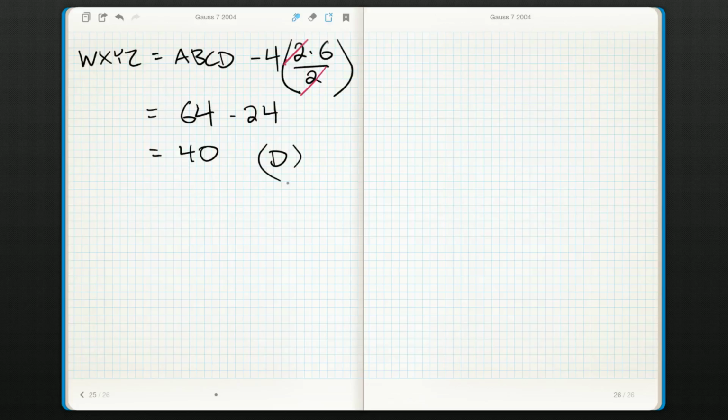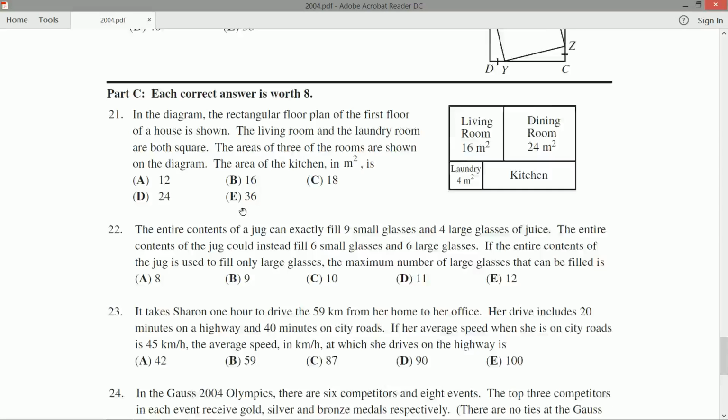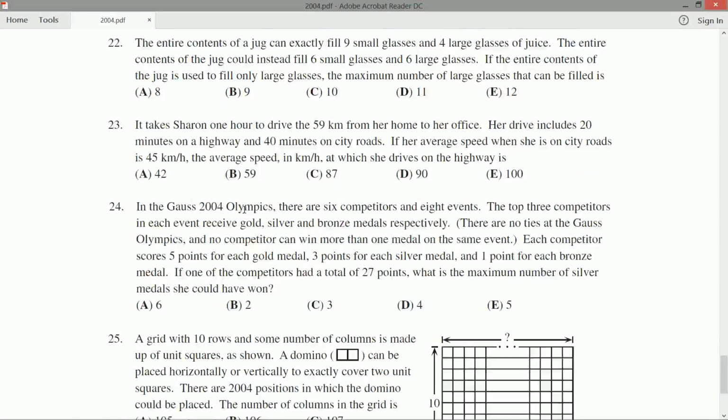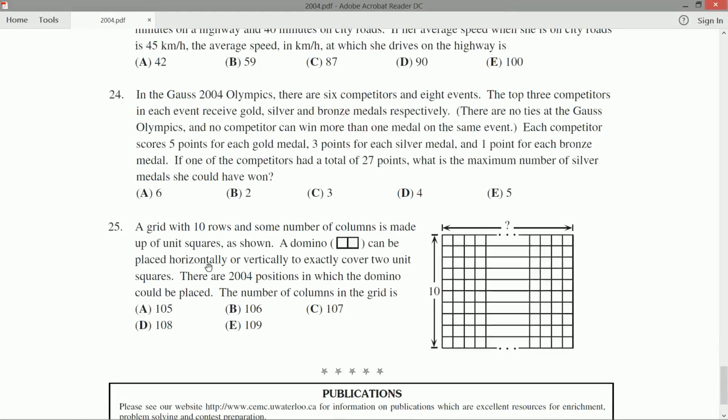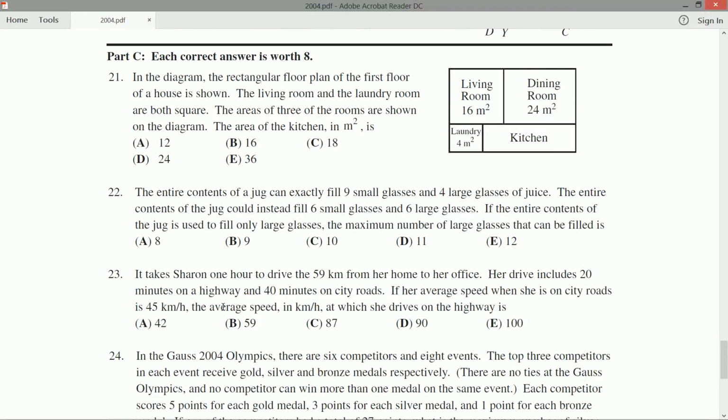So that does it for question number 20. That wraps up part B. We're going to start into the 5 harder questions, 21, 22, 23, 24, and the dreaded 25. And we'll take a look at those starting in the next video. So I'll see you guys for that.